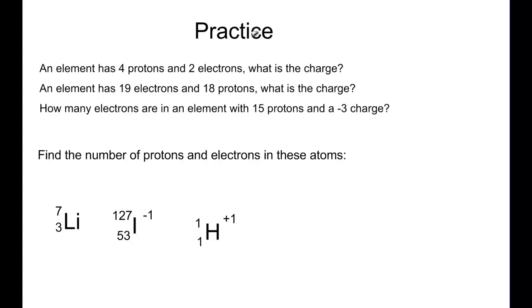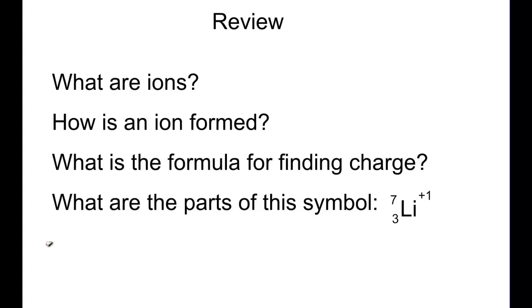Okay, I hope you are able to do them. If not, please go back and review. So for review, what is an ion? Simply put, an ion is an atom with a non-neutral charge. It has unequal protons and electrons. Ions are formed as electrons move. Okay, electrons move. Protons do not. So what is the formula for finding charge? Okay, that was given. Go back and look at it if you forgot it.